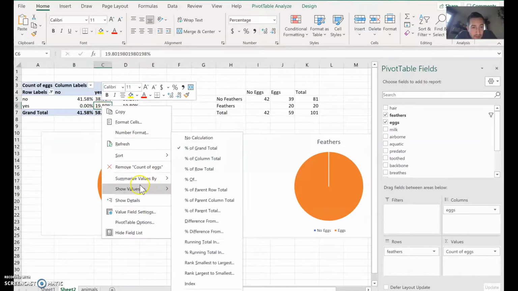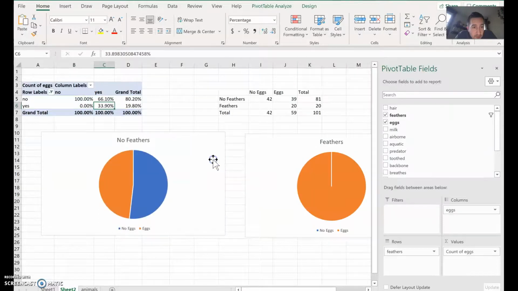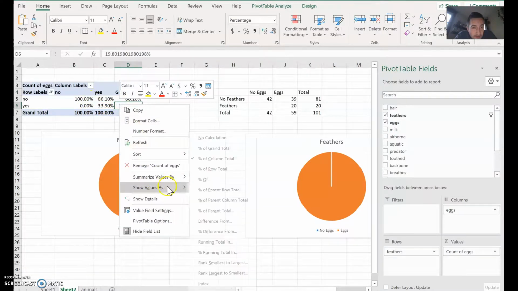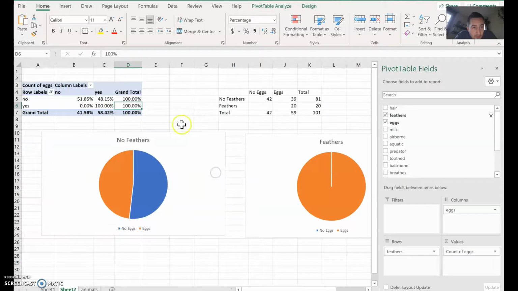But look, we can do the conditional column totals. See how the bottom now is all 100? That's looking at eggs and no eggs. Or we could right click, show values as row total. Now we're looking at feathers or no feathers.